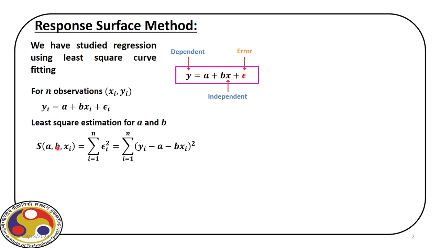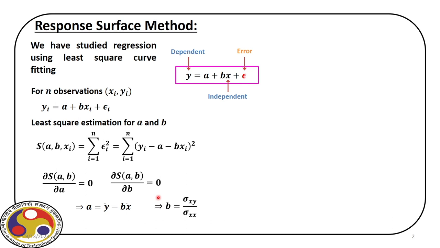The known quantities on the right hand side are xi and yi. Our objective is to optimize this function, that means minimize the error, and we do that by differentiating S with respect to a and b. The moment we do that, we first get an expression for a in terms of the mean of the data set. So x bar and y bar are the means of the data set, and using that we can construct a, and b also we can derive from this expression. That's how we develop this model a plus bx.